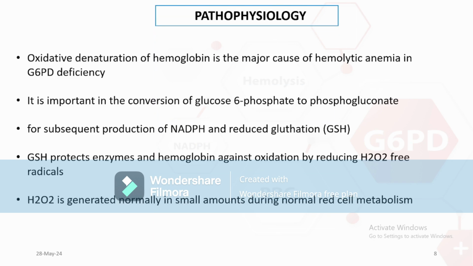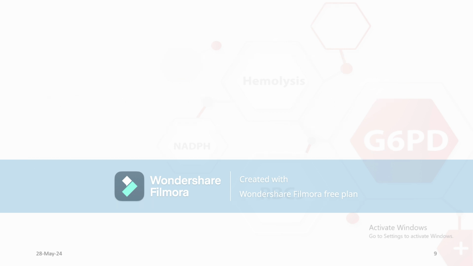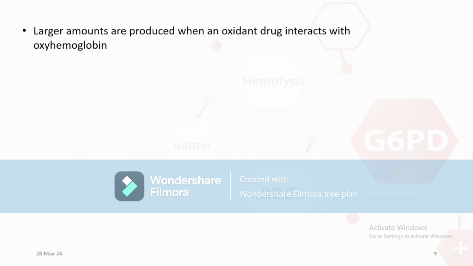So the pathophysiology, how the disease occurs: there is oxidative denaturation of hemoglobin because the red cell is always exposed to oxidant stress. Okay, and so the lack of the enzyme leads to insufficient or lack of production of glutathione, and of course always the red cell is exposed to hemolysis.